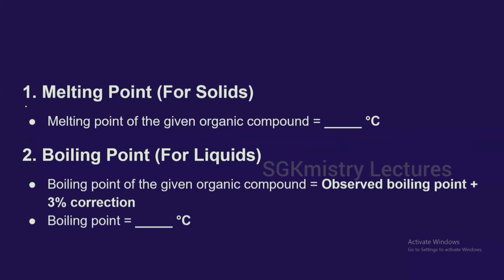That is mainly you're looking into the melting point as well as the boiling point of the given sample. So suppose if a solid is given to you, you're going to check the melting point of that solid. And with the melting point data, it is easy to identify what may be the given solid. Suppose if it is a liquid, then you're going to check the boiling point of the given liquid, and you're going to report the value as observed boiling point plus 3% correction. So this particular percentage correction is based on the altitude.